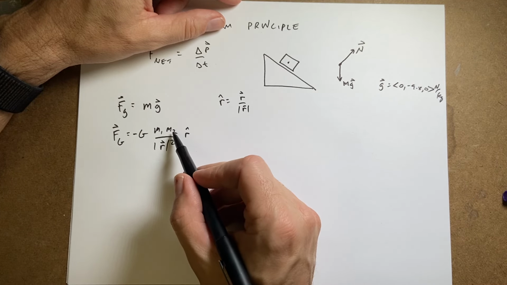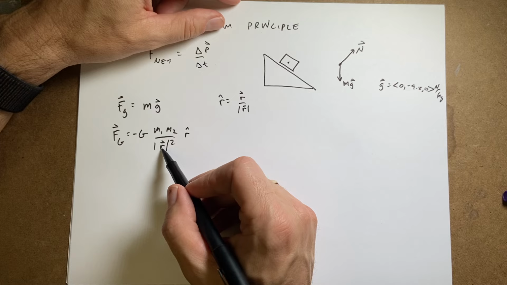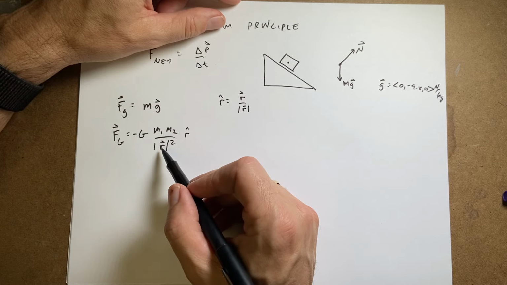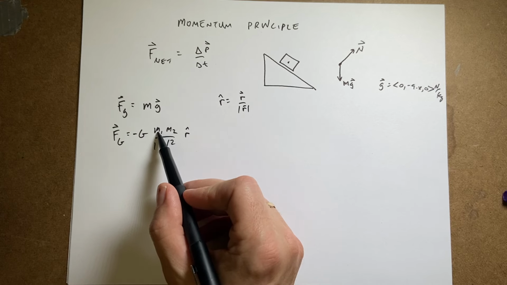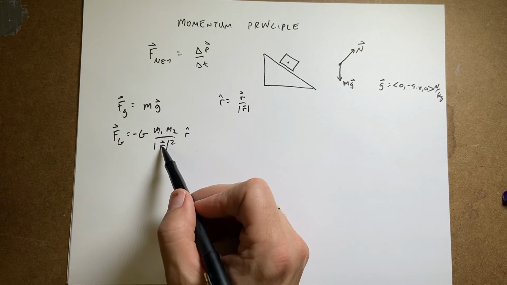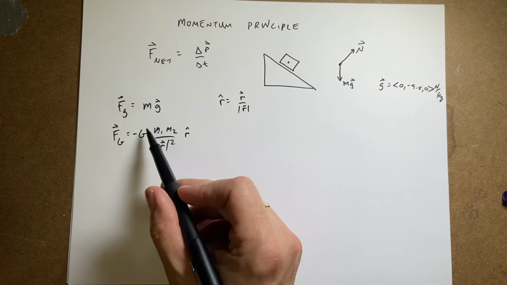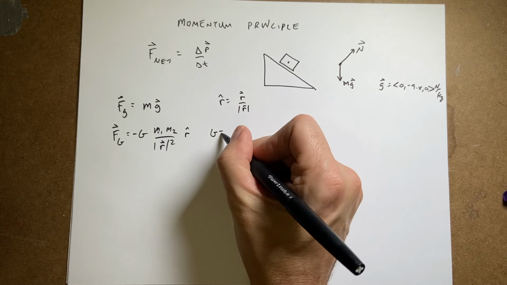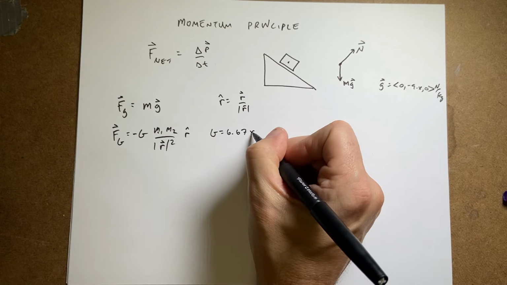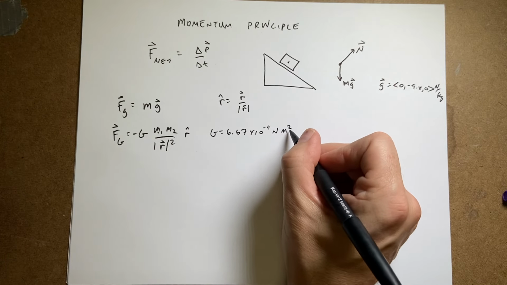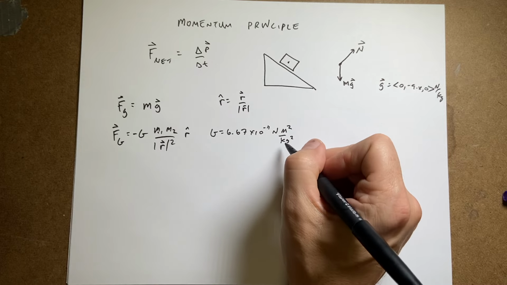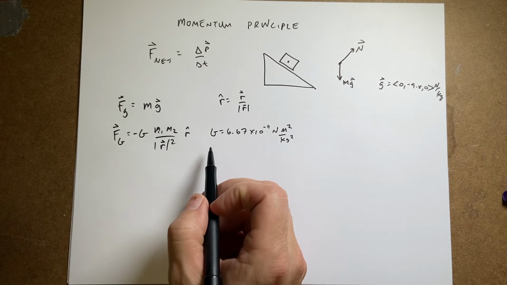M1 and M2 are the two masses interacting, and r is the vector between their centers. So if you're on the surface of the Earth, M1 could be the mass of the Earth, r would be the radius of the Earth, and G is a gravitational constant. G is 6.67 times 10 to the negative 11th newton meter squared per kilogram squared.